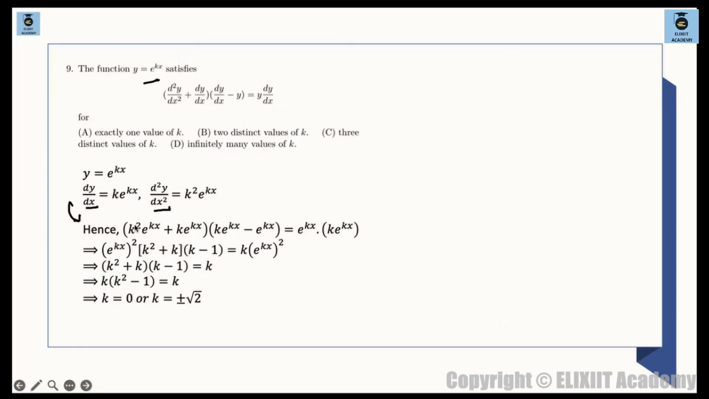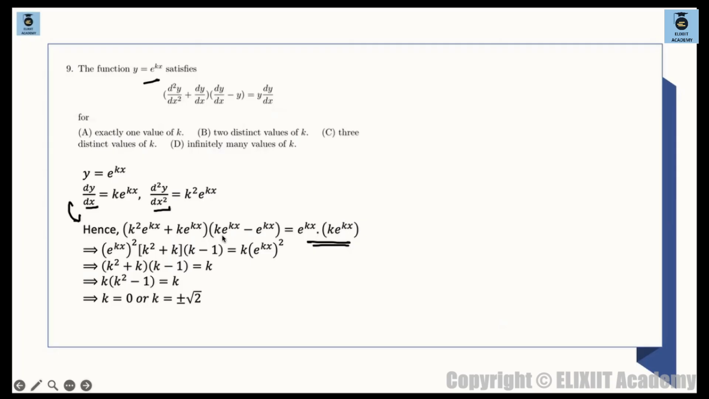And simply place the values over here. So this will become this. You will get this from here: k square e raised to the power of kx plus k into e raised to the power of kx. Similarly, k into kx e raised to the power of kx minus e raised to the power of kx. On the right hand side also you will get something: e raised to the power of kx into k times e raised to the power of kx.